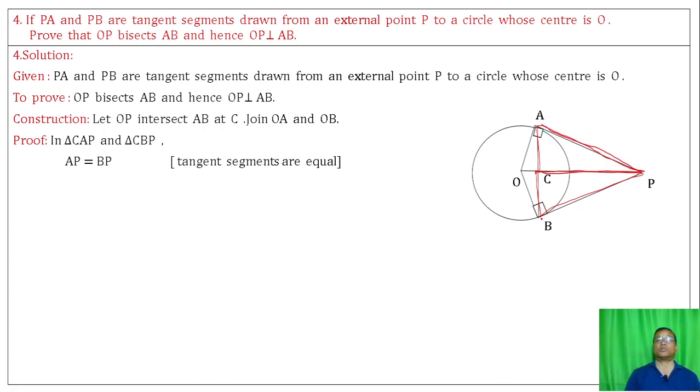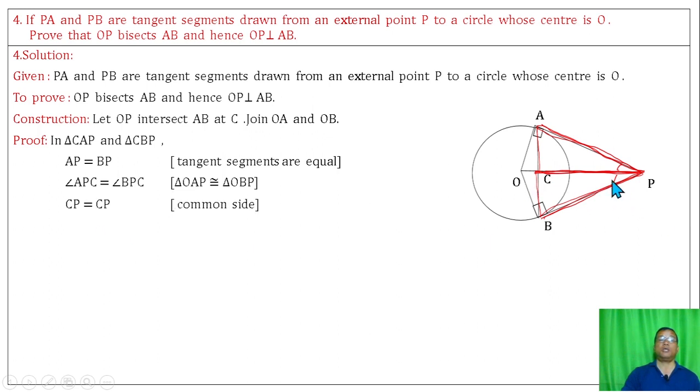AP equal to BP, because tangent segments drawn from an external point to a circle are equal. And angle APC equal to BPC. Because these two triangles OAP and OBP are congruent.